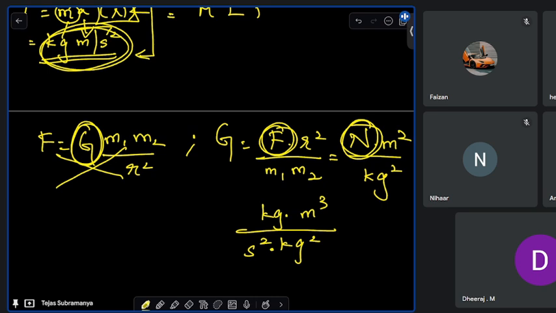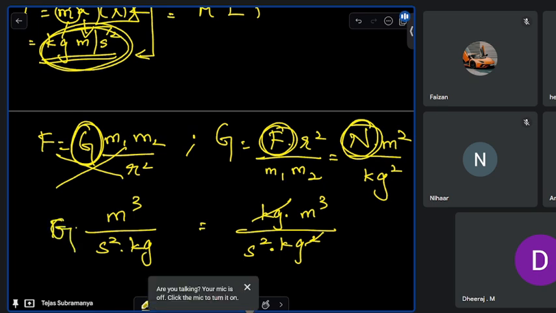Try simplifying this if it is possible. I can cancel 1 kg with 1 kg. And the new unit I got is meter cube, second square dot kg on the denominator. This is what I got for F. Sorry, this is what I got for G in terms of units.